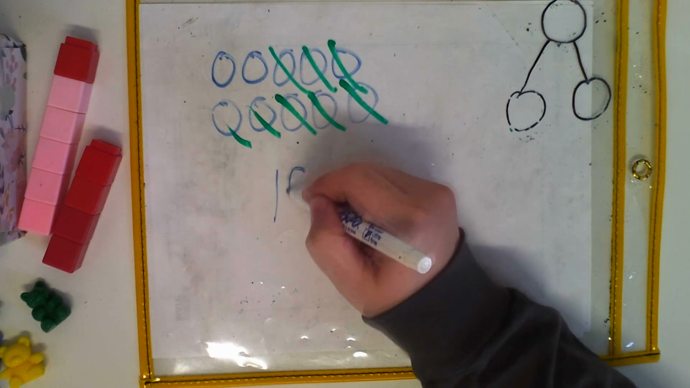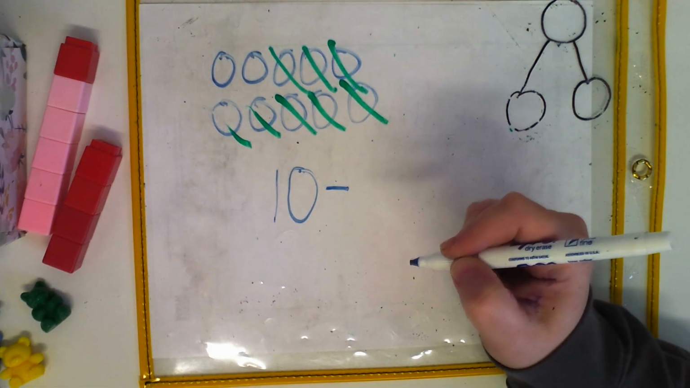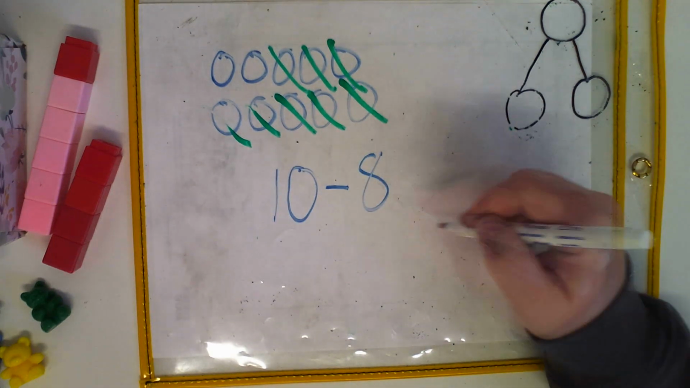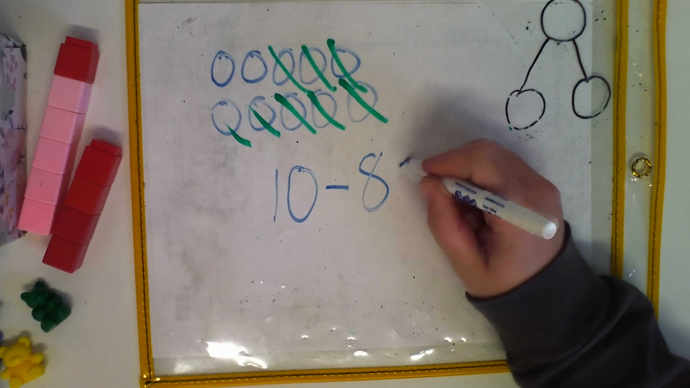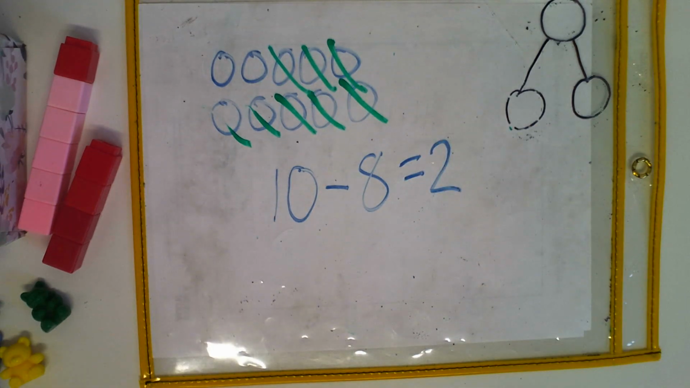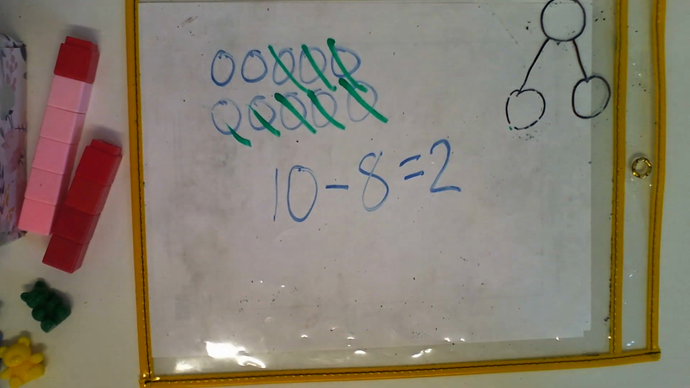We had 10 grapes to start. She gave or shared 8 grapes. So she gave them away. They're no longer hers. That means she's left with 2 grapes. 10 take away 8 equals 2.